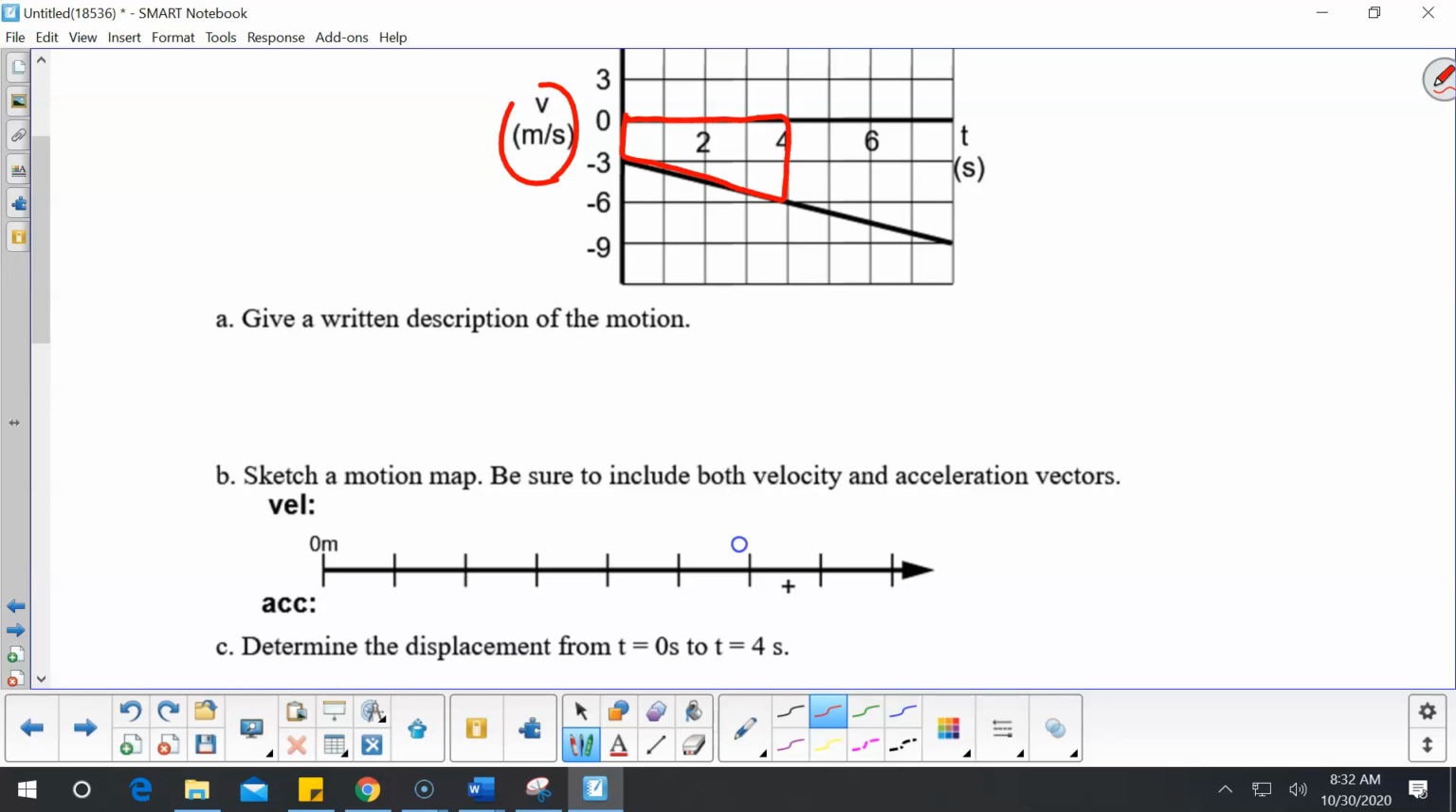Now, if you know the area of a trapezoid, you could use that formula. If you don't know the area of a trapezoid, you could break this into 2 different areas. You have a triangle and you have a rectangle, and then sum the 2 areas together. So if you know the area of a trapezoid, you could use that formula. If not, you should be able to break it into a triangle and a rectangle.